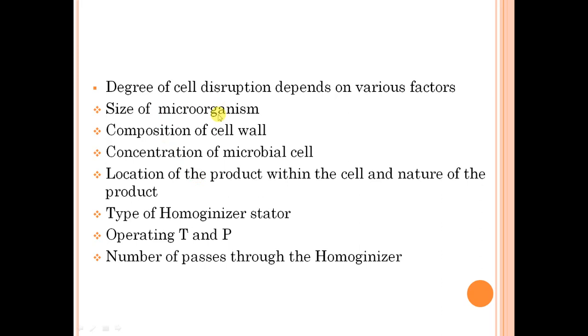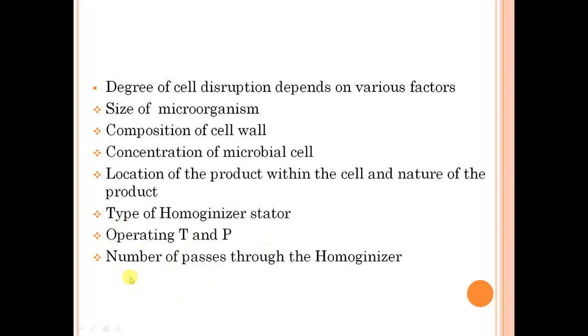So the degree of disruption depends on these factors, okay, whether the size of the organism, as I told you, whether it is a gram positive or gram negative. We know the cell wall difference is there, right? Gram negative is thicker compared to gram positive. So based on that, the size of the microorganism will matter, composition will matter, how many cells are there in that system will matter, where the product is present also matters, and the type of stator used, whether it is cone shaped or knife shaped. So we saw different stators, and based on that it also matters. The operating temperature and pressure and the number of passes through the homogenizer also matter.